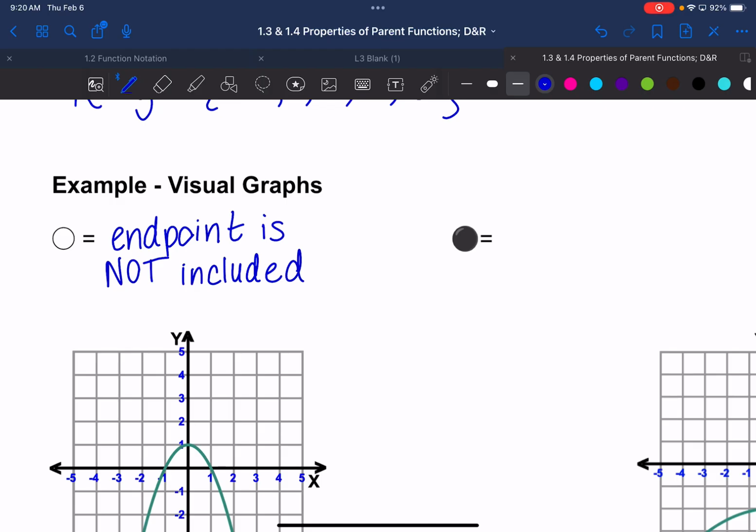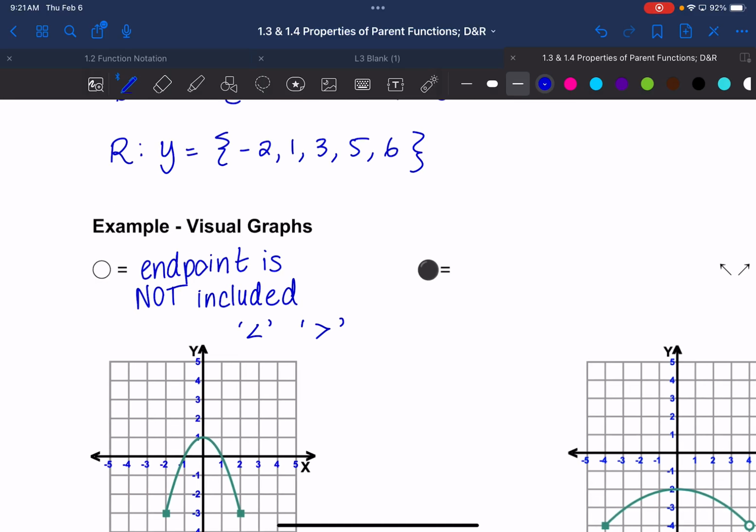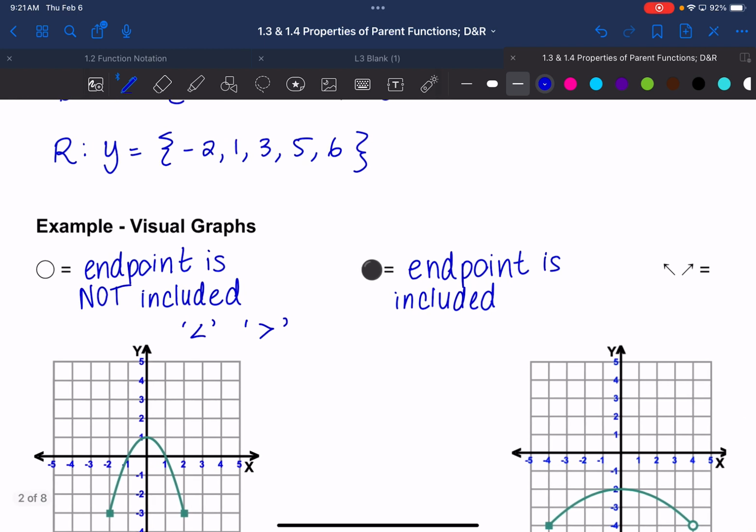That's when you would use these symbols, where it's like, okay, it has to be greater than or less than this value, but it's not this value. We're not including it. Versus the closed circle, which just means the endpoint is included. And that's when you would use the set notation with the line underneath, where you're saying it's greater than or equal to this, or less than or equal to this. So it's touching it, it's including it.